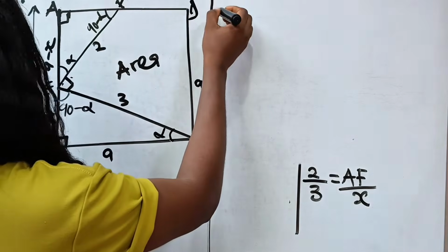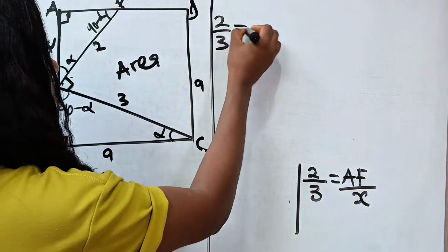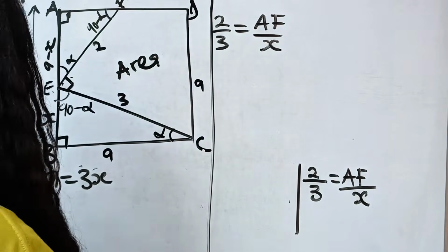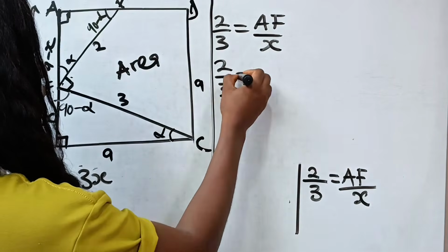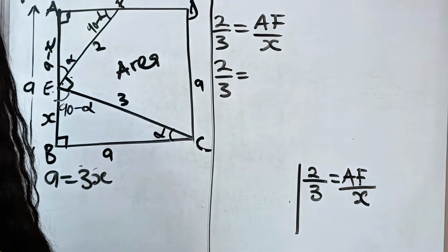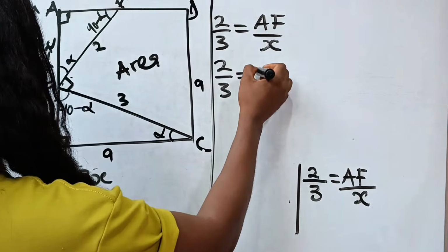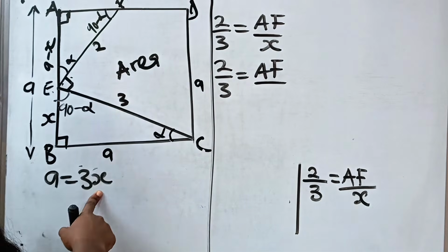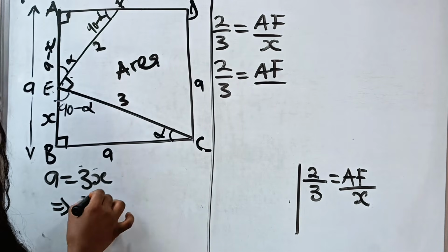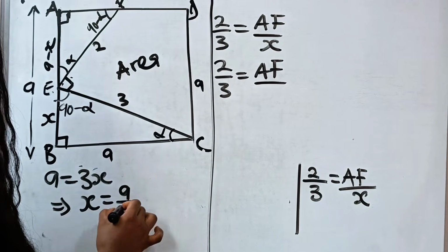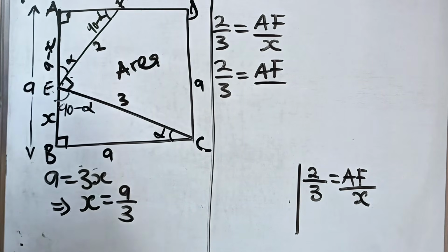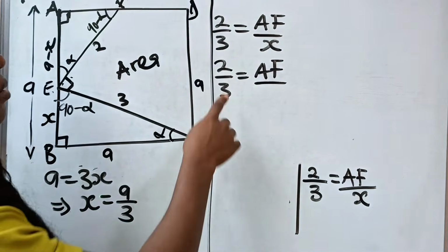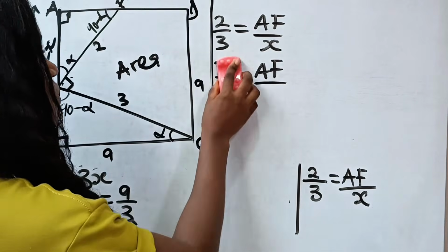So we have 2 over 3 is equal to AF all over X. All right, so we have 2 over 3 is equal to, our AF is unknown, right, over X. Now our X can be written as, from here, this implies that X is equal to A divided by 3. But before that, let's just make AF the subject of the formula by multiplying both sides by X.